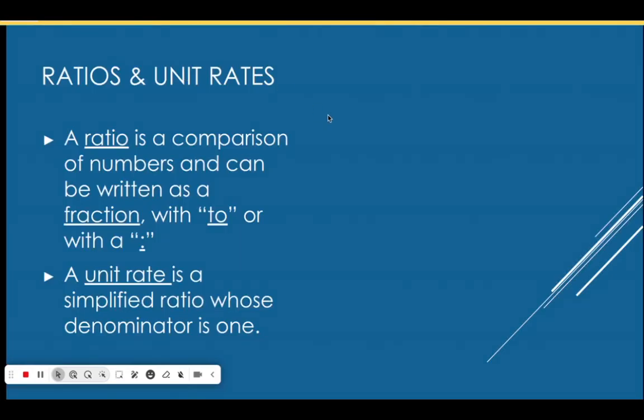A ratio is a comparison of numbers that can be written as a fraction with the word "to" or with a colon. And a unit rate is a simplified ratio whose denominator is 1. If you need to pause the video to finish writing, you can, and then come back when you're ready.